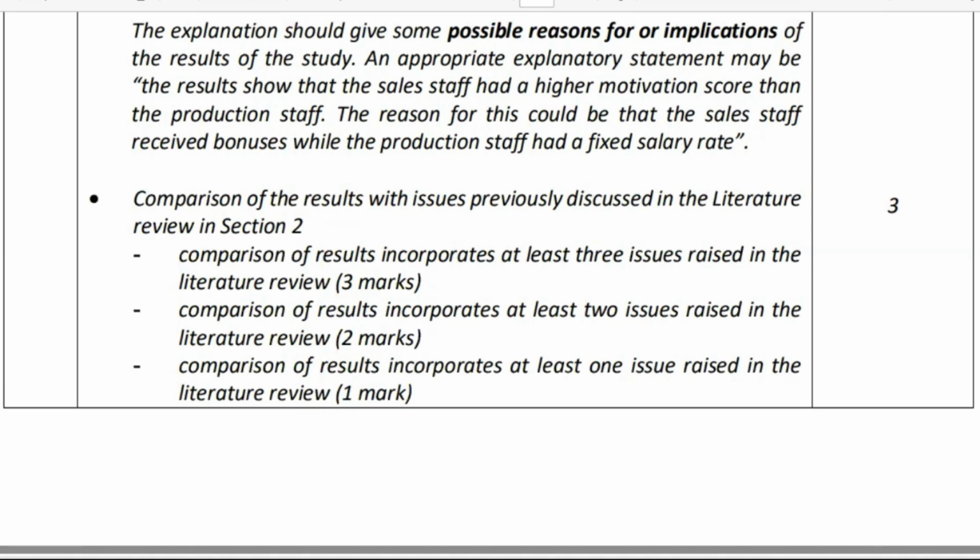So you want to ensure that you interpret your results clearly, right? Comparison of results: incorporate at least 3 issues raised in the literature review. So you're going to make comparisons as well. So you're explaining the results, right? And you're explaining by giving evidence of why the result is what it is, and you're also required to give some comparisons, okay?